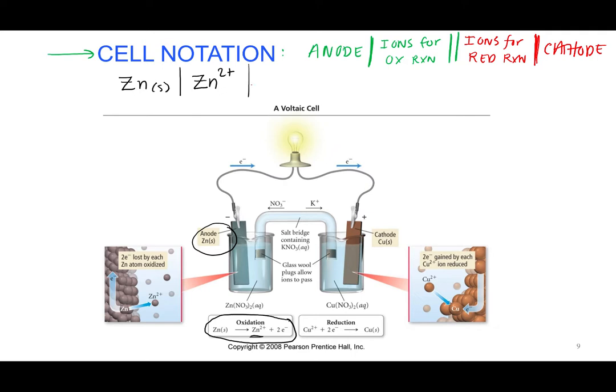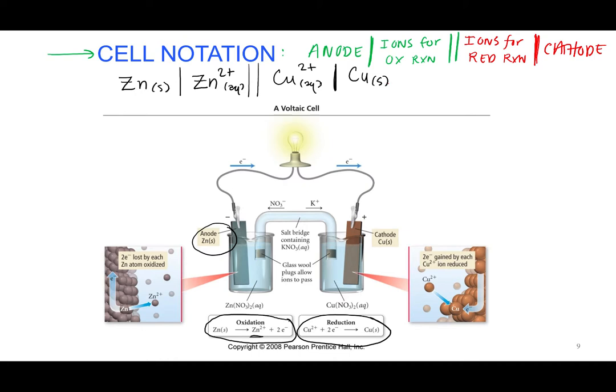Then we draw a double line. Done talking about the oxidation half cell. We're going to start talking about my reduction half cell. So what are the ions I need for that? Copper plus 2. Almost forgot my phase. Then a line, because that's the only ions in there. And then copper solid, because that is my cathode. All right, so that's how we do cell notation.